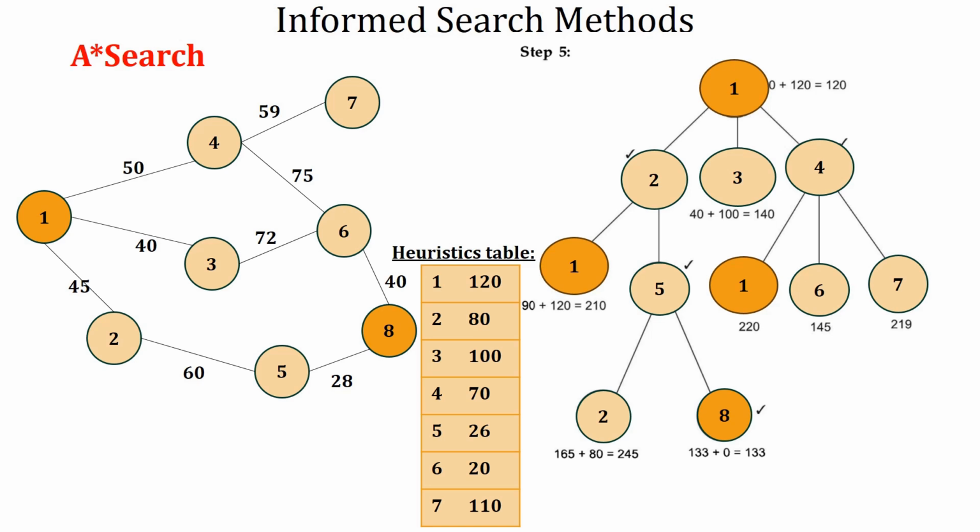Now, let us expand that node 5. From node 5 we can reach node 2 and 8. Finding out the costs, they are 245 and 133 respectively. So, we have found the optimal node, again that is the goal node, which is found to be minimal. And this is how the informed search method, that is the A star search type in the informed search method, is done. Thank you.